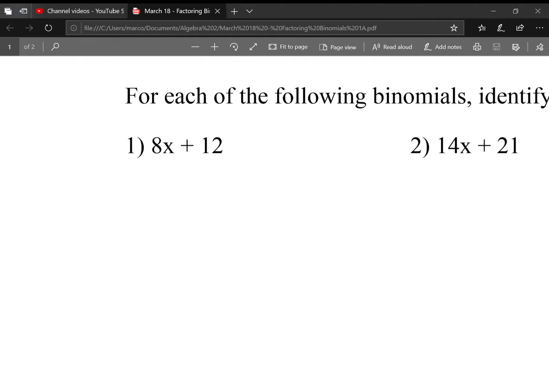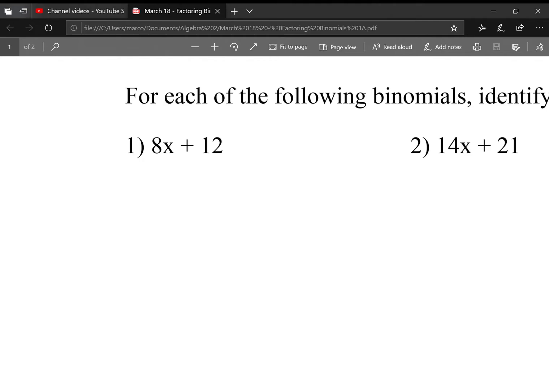And for some of you, these are really easy. I bet half of you can tell, oh, the greatest common factor here is 4, because both numbers can be divided by 4, and nothing greater than that. And also there's only one variable here, so we don't need to worry about that.